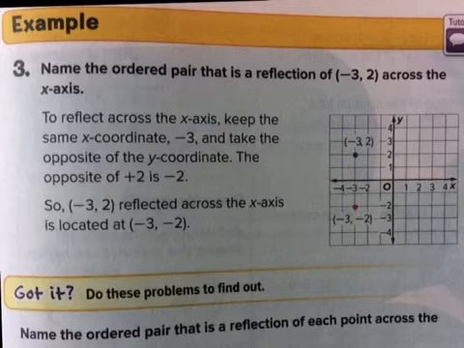So what needs to change? If we're going to go across the x-axis, up and down, that means the y has to change. We keep -3 because we're going across the x-axis, and now we go down to -2. So you see it right there. To reflect across the x-axis, keep the same x-coordinate, -3, and take the opposite of the y-coordinate. The opposite of +2 is -2. So (-3, 2) reflected across the x-axis is located at (-3, -2).